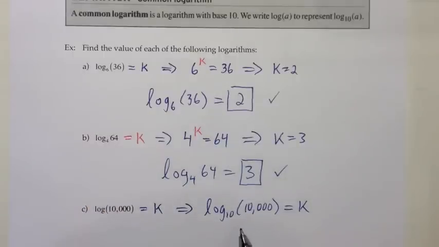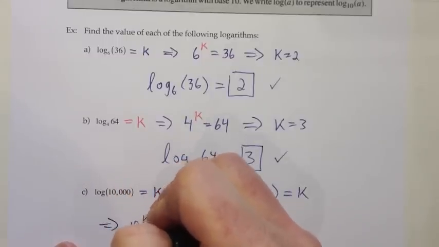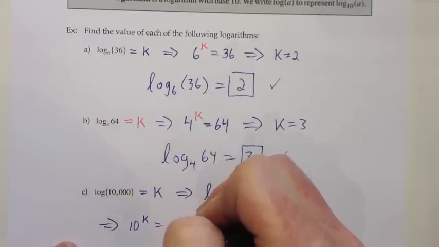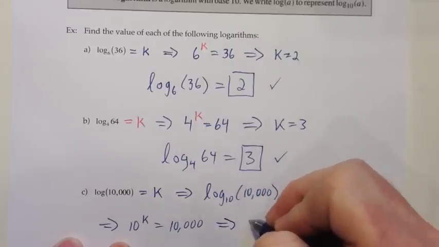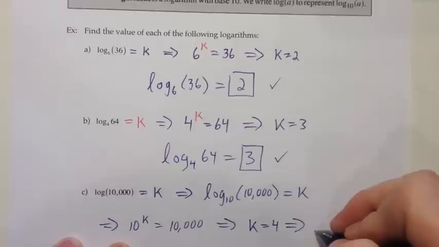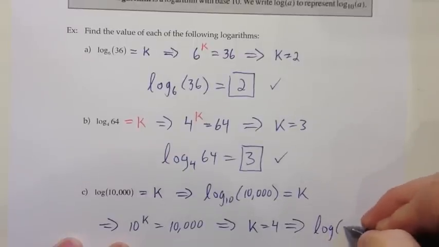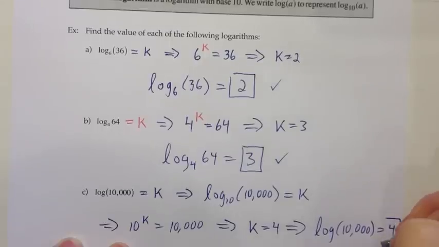So now it looks just like the other problems, and we'd say, okay, 10 to the k is equal to 10,000, so we'll do that translation. And then I just have to think, what would that power be to make this work? Well, 10 to the first is 10, 10 squared is 100, 10 to the third is 1,000, 10 to the fourth is 10,000. So it looks like this would work out if k was equal to 4, and k is the answer to the original log, so the log of 10,000 is 4, and that would be my answer.